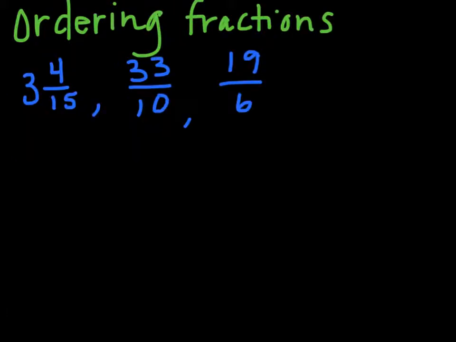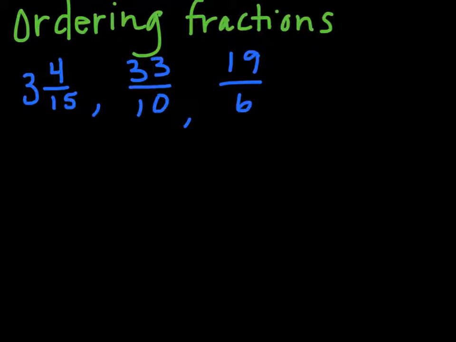To finish up Chapter 4.4, we're going to learn how to order fractions and mixed numbers. Now, I don't mean order like I'd like a side of fries. I mean order as in put them in order from least to greatest or greatest to least. So we're going to order the numbers 3 and 4/15, 33/10, and 19/6 from the least to the greatest. So the first thing we need to do is write our mixed number as an improper fraction so that we can compare apples and apples. Right now we have apples and oranges.